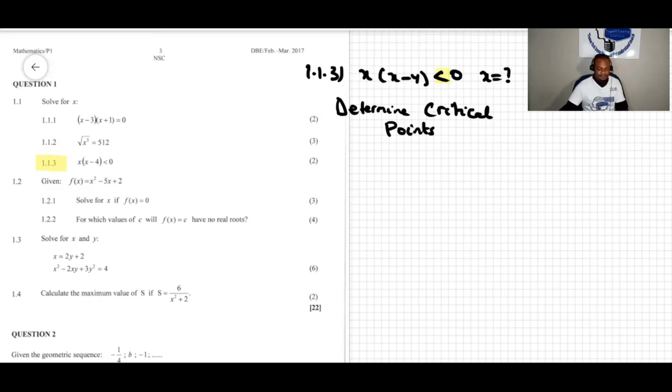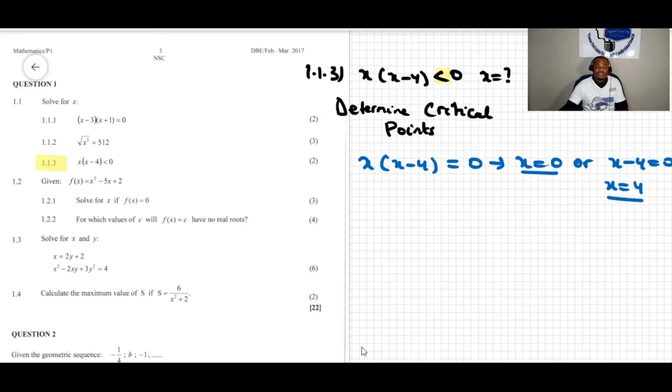Now let's see. We're going to set x open bracket x minus 4 equal to 0, which implies that x is equal to 0 or x minus 4 equal to 0. From there, we work out x is equal to 4. So 0 and 4 are the critical values.